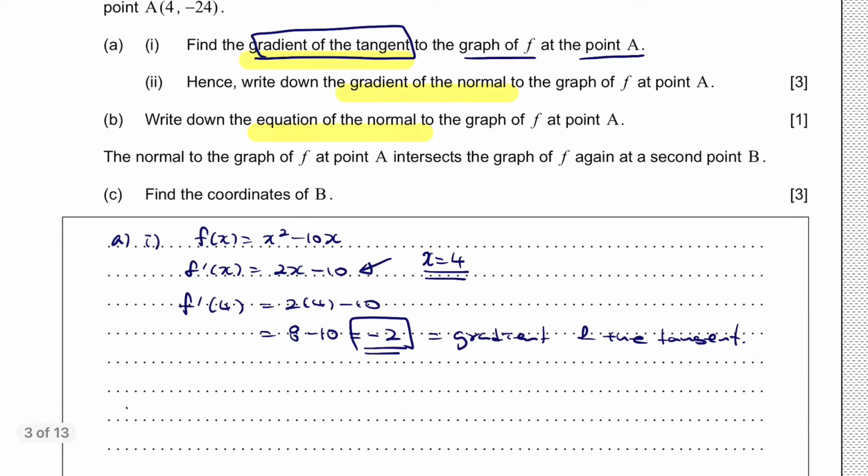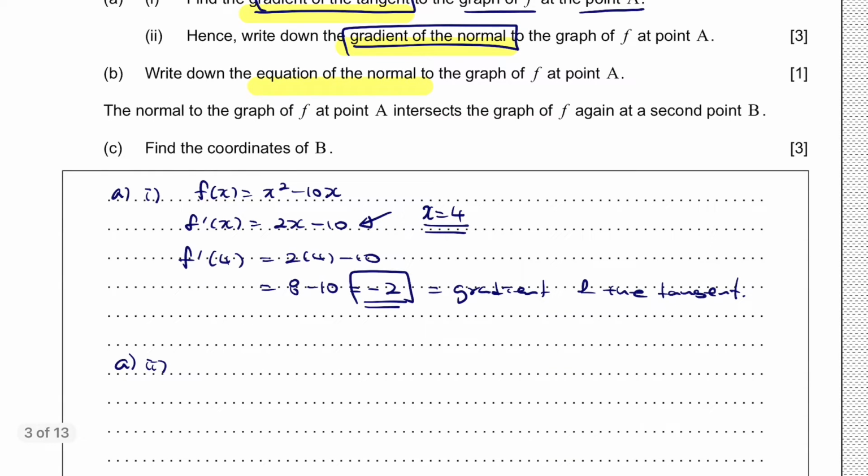Then let's talk about A(ii). We need to find the gradient of the normal line to the graph of f at point A. So we already know that if this is a tangent line, the normal line is perpendicular to that tangent line, right? So we know that when we multiply the slope of the tangent line with the slope of the normal line, it equals -1, right? Because they are perpendicular to each other. Or we can say that when there are two lines that are perpendicular to each other, their slopes multiply into -1, right? So we can say m1 times m2 equals -1.